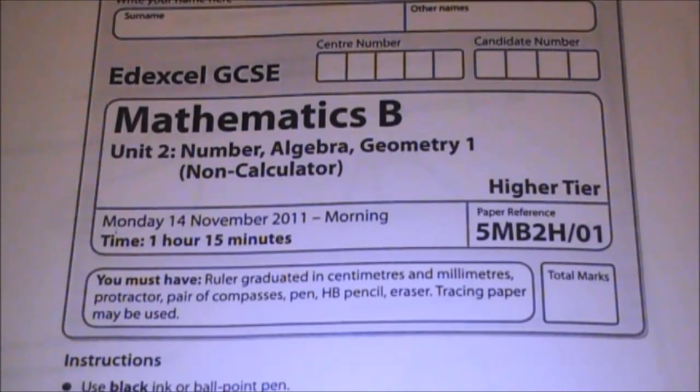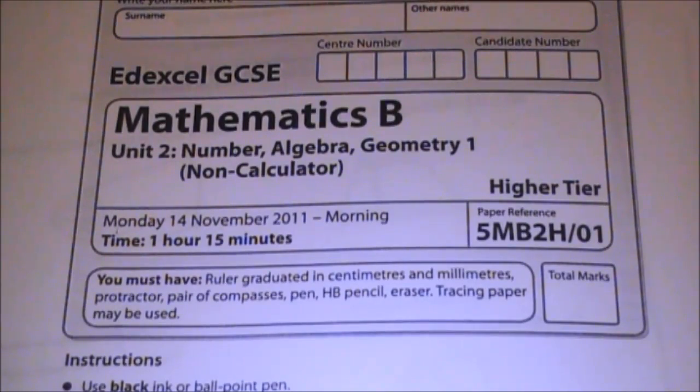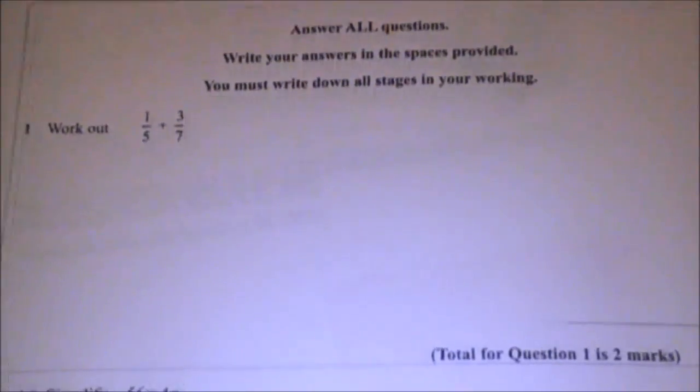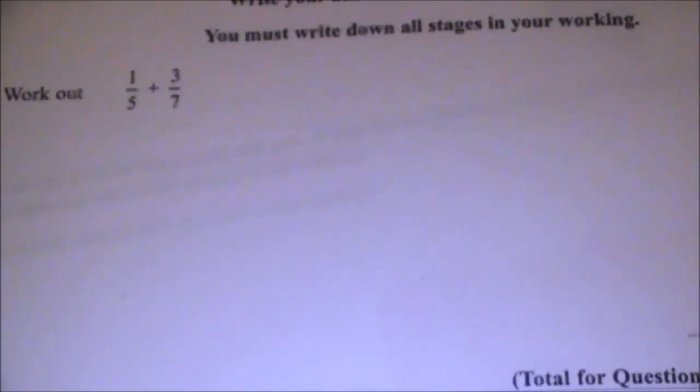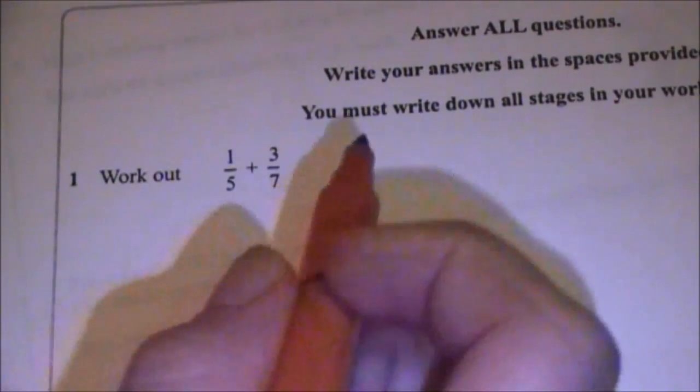This is the November 2011 Unit 2 paper, Number, Algebra and Geometry. Question 1 is an add-in fractions with different denominators question. The most important thing when dealing with this type of question, if I zoom in, is to get the denominators the same so that you can work with them.